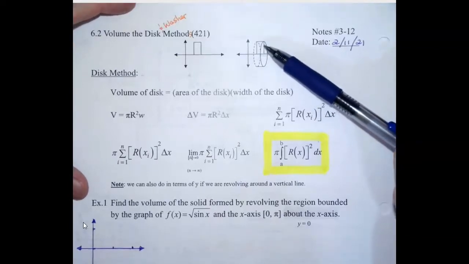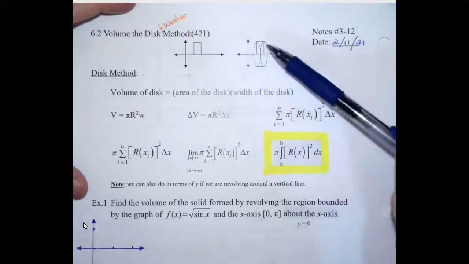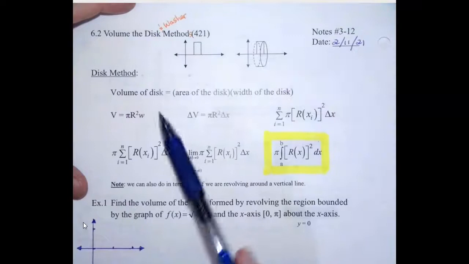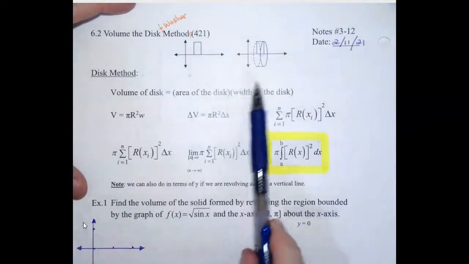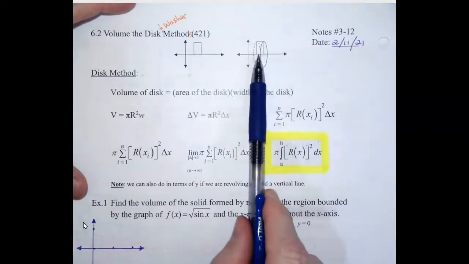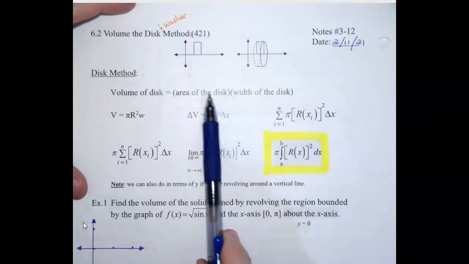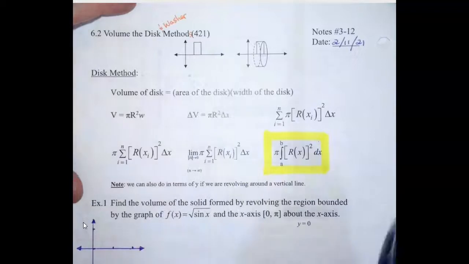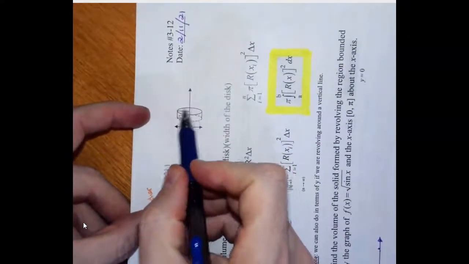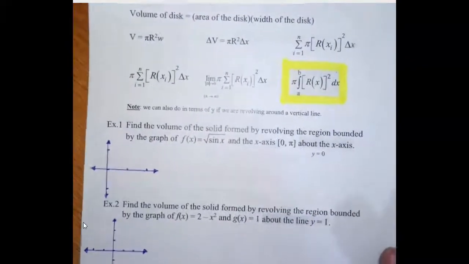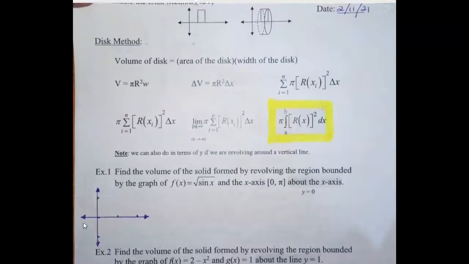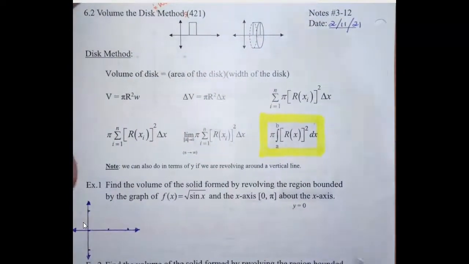And so we can do a couple things to find the volume of this disk. The volume of the disk is going to be the area of the disk times the width of the disk. Or back in geometry we did the area of the base times the height. So this would be the area of the base times the height. If you wanted to, you could look at it that way. That's what we're going to have for the volume.